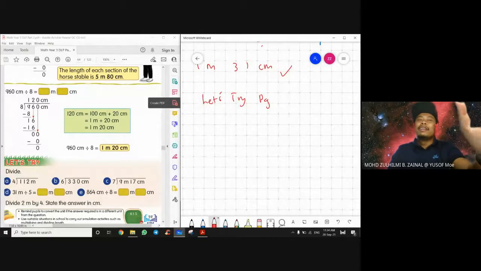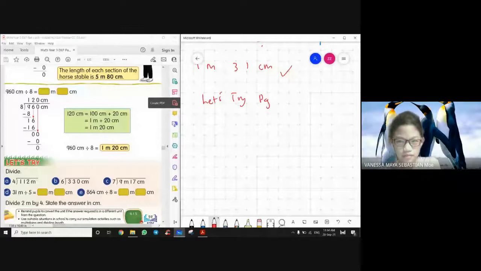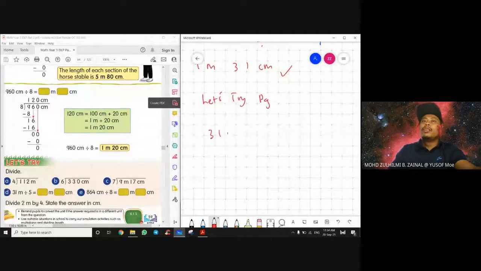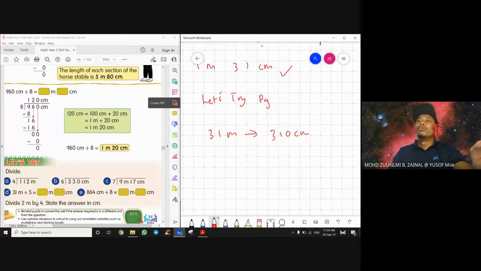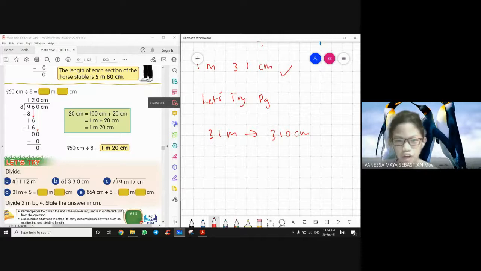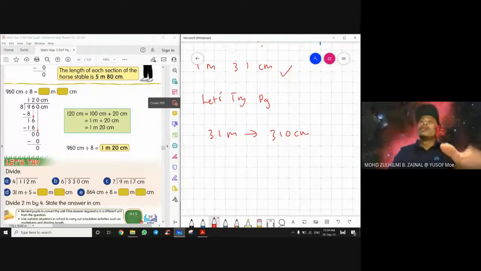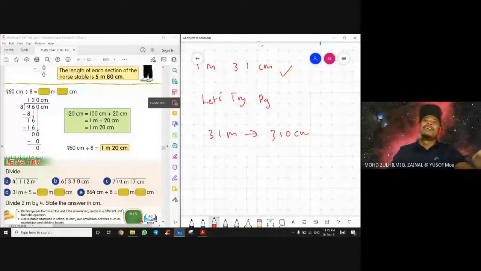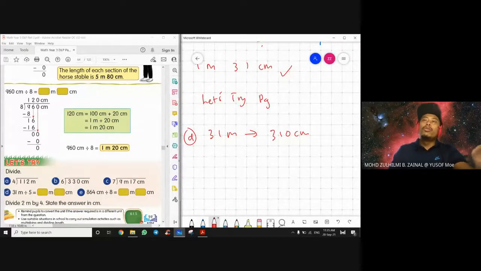Okay. Vanessa, listen. If you get this kind of question, 31 meters change into 310 centimeters. Okay. Tukar dulu. Then you won't have remainder anymore. Okay, for D, the tip is you have to change it into centimeter dulu. Okay, firstly, change into centimeter. So you can get 310 is divisible. Boleh bahagikan dengan 5.